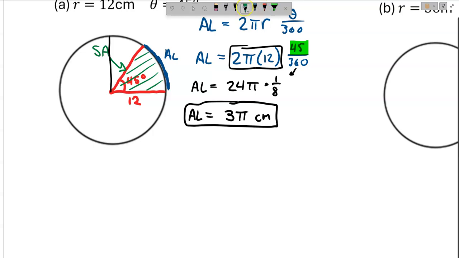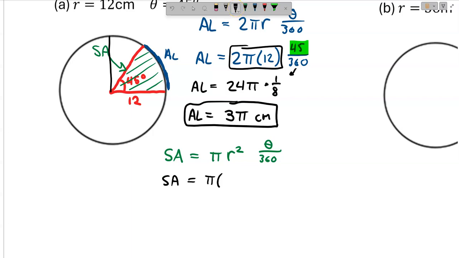We can take the same concept and apply it to sector area. So sector area's formula is pi r squared, that's the full area, times that theta over 360. So when I plug my numbers in for this, once again, we know that the radius is 12, so we'll say 12 squared.